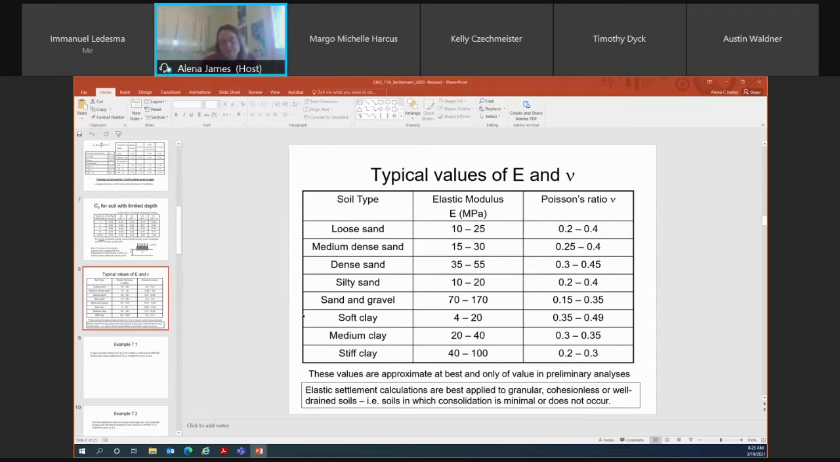These are just representative values, and again, I don't expect you to memorize them. You'll always be provided your elastic modulus and your Poisson's ratio value on a test. So you won't have to use this table to determine what the value is. I would give that value to you on a test. Okay, let's take a pause there. I'm going to work through a couple example problems associated with elastic settlement. Does anyone have any questions before we start the example problems?